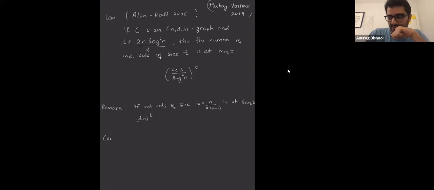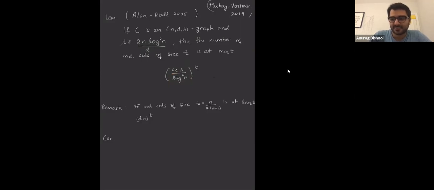Okay, so it says that if you take t to be larger than 2n log square n divided by d, then the number of independent sets is bounded from above by this thing. So this is the main thing you should keep in mind: (lambda divided by log square n) to the power t. This is just a constant. It won't matter too much.